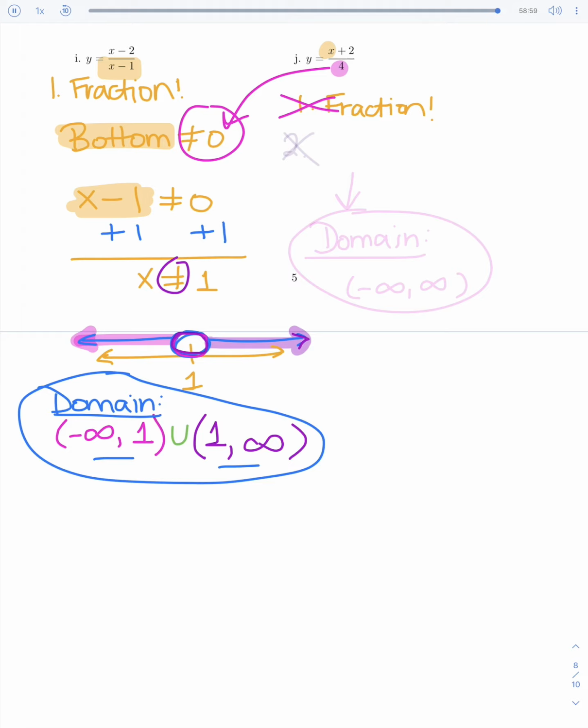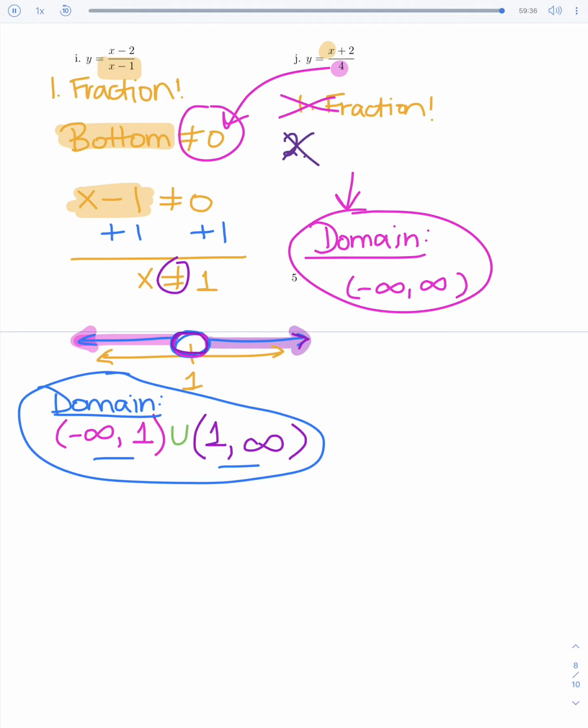So even though I have a fraction on this last one, I am not concerned about it. It will never cause me an issue because there is nothing on the bottom, no x's, that I can plug anything in for that will possibly make that denominator 0. My other issue is usually even roots. I don't have any of those at all. So that means I can plug in anything I want. So that means my domain here, for this last one, is negative infinity all the way up to positive infinity. And that's it.